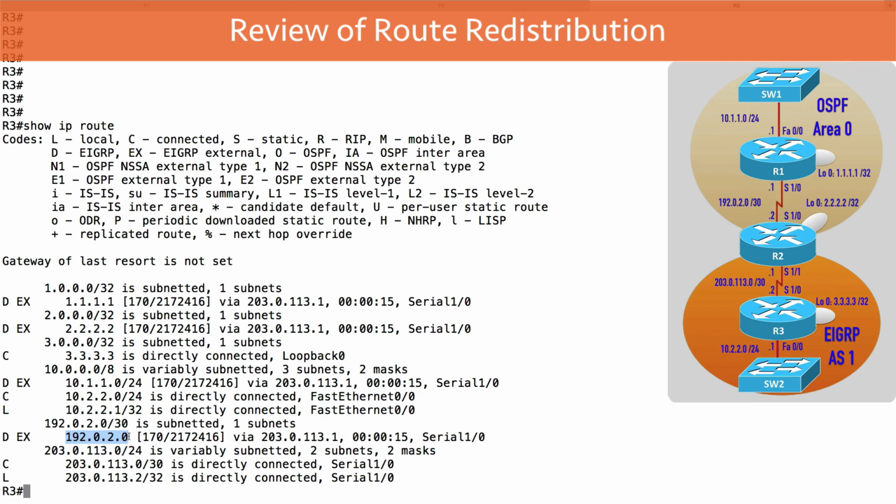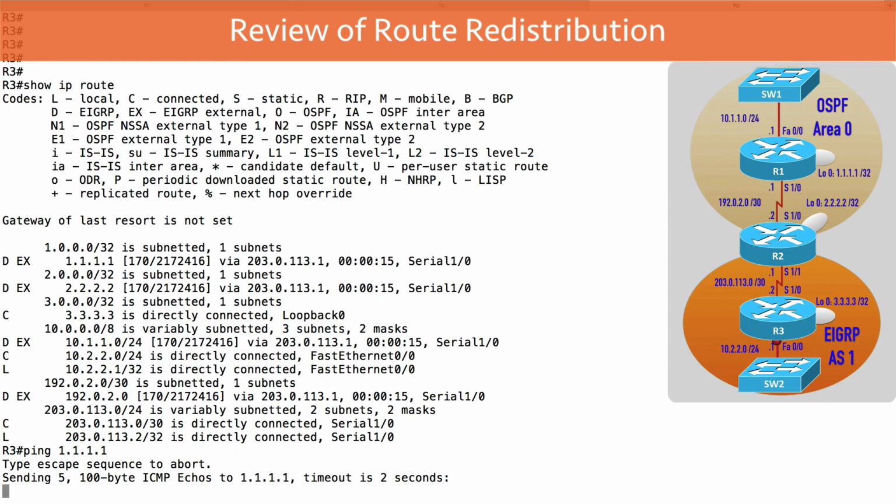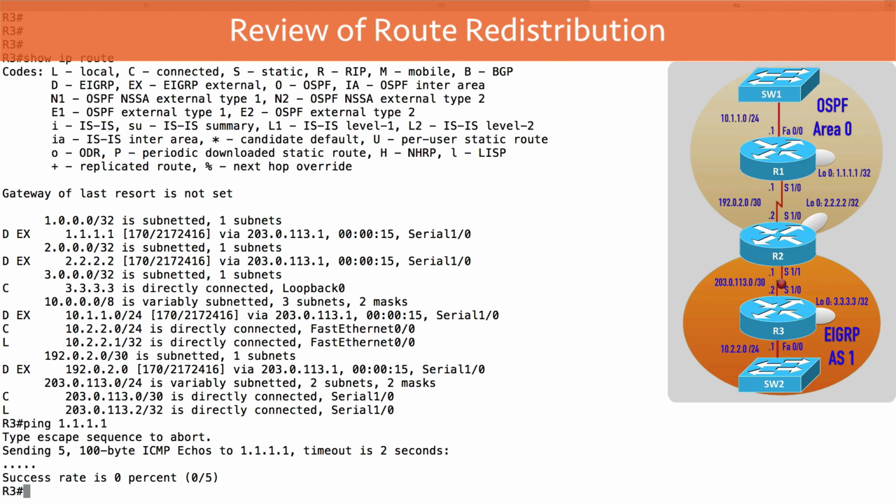However, just because R3 knows about these networks and how to get to those networks, that's no guarantee that we can set up a conversation with a host on one of those networks. For example, let's try to ping 1.1.1.1. It's in the IP routing table. Can I get there? Well, the pings are going to fail. Why do they fail? Well, I'm getting to 1.1.1.1. However, that router R1 does not know how to get back to me. And as a result, all of the pings fail.